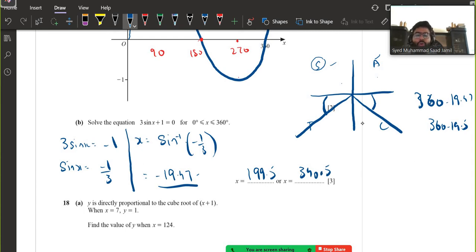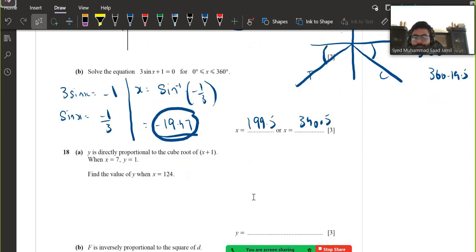Let me explain again. Add Sugar to Coffee. Add means all sine, cos, tan are positive. S means that only sine is positive. T means that only tan is positive, and C means only cos is positive. However, since we got a negative value of sine, that's why we drew the line in T and C.